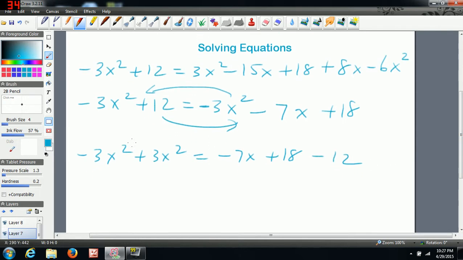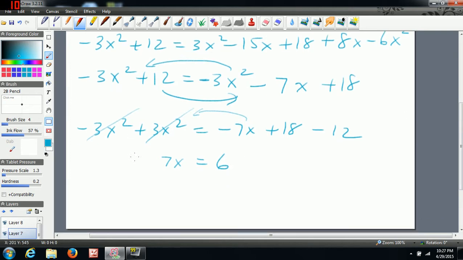So now these actually cancel each other out. So what happens here is we can bring this over here. So that's going to become 7x. And then 18 minus 12 is just 6. So at this point, we're going to divide both sides by 7. So x equals 6 over 7 would be your final answer.